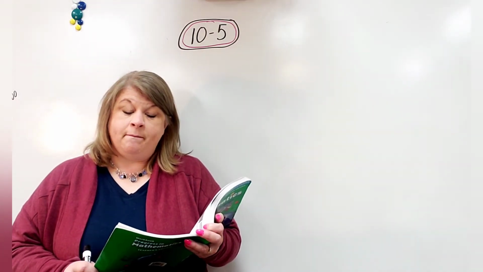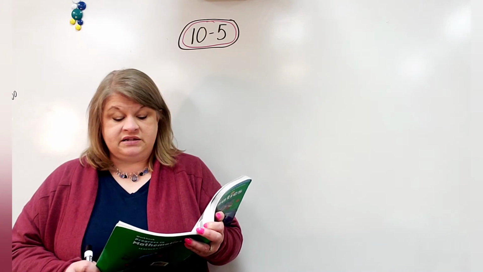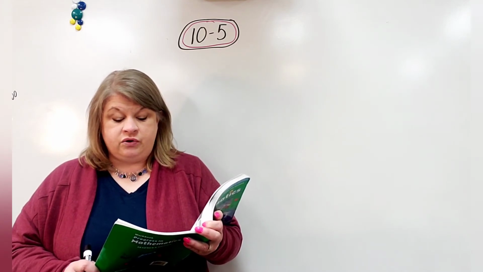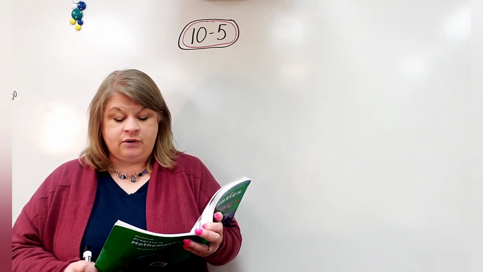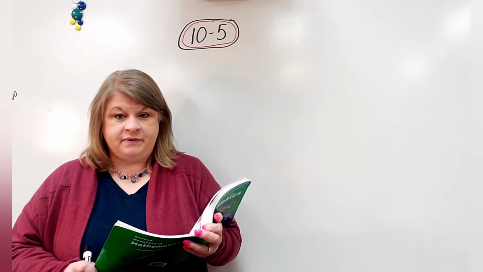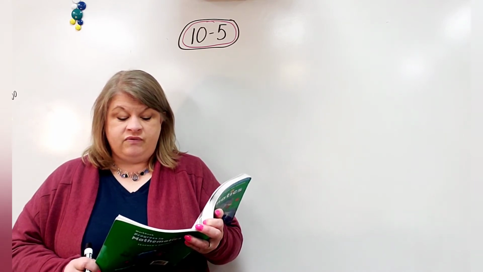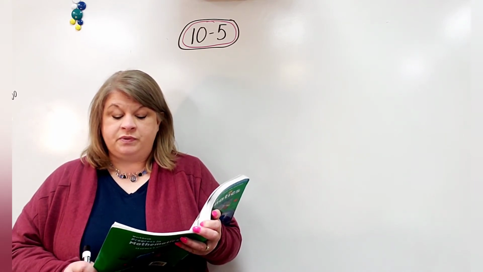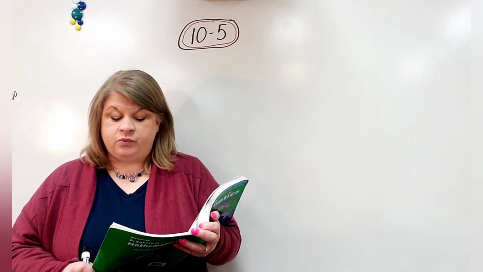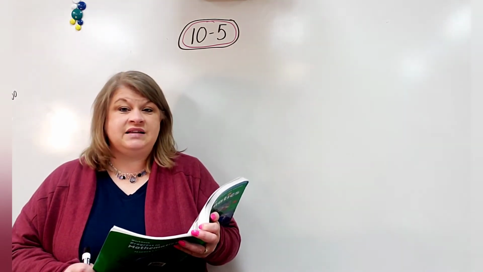First step, we multiply the ones place. 6 times 3, 18. So the 8 goes in the ones place, and we bring up the 1. We regroup it up at the top. Then the next step is we multiply the tens. 6 times 1 is 6, plus 1 is 7.